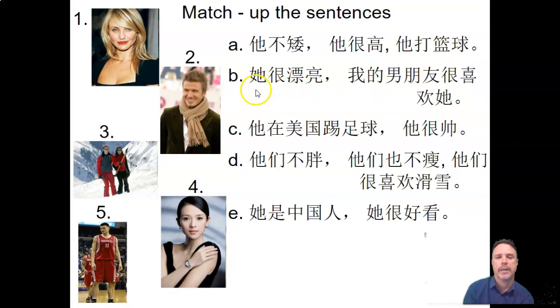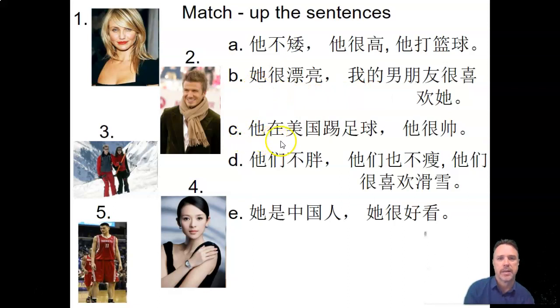Let's have a look at the second one. 她很漂亮，我的男朋友很喜欢她. One more time. 她很漂亮，我的男朋友很喜欢她. Okay, first bit's pretty easy. 她很漂亮. She's very pretty. We know it's she because it's got the female radical. 我的 my, 男朋友 nan boy 朋友 friend. So my boyfriend 很喜欢她 really likes her. Now, looking at the pictures, that could be picture 1, Cameron Diaz, or picture 4, Zhang Ziyi. So we might need to keep reading to work out which one it is, but one of those two. So let's hold that one and we'll go to the next sentence.